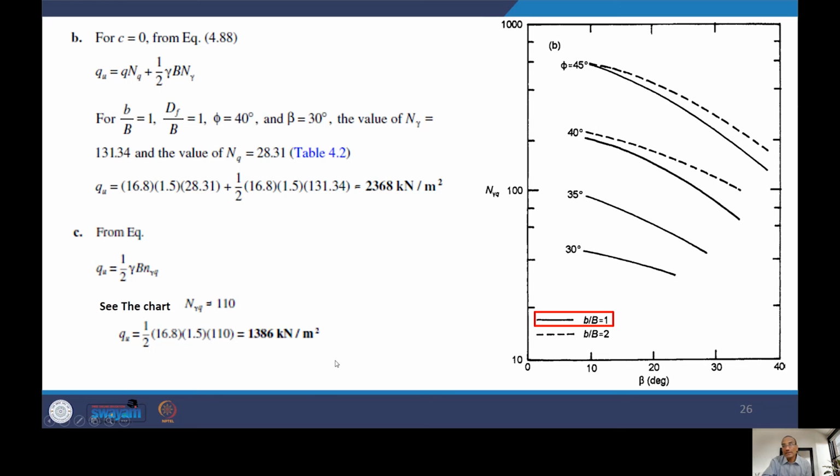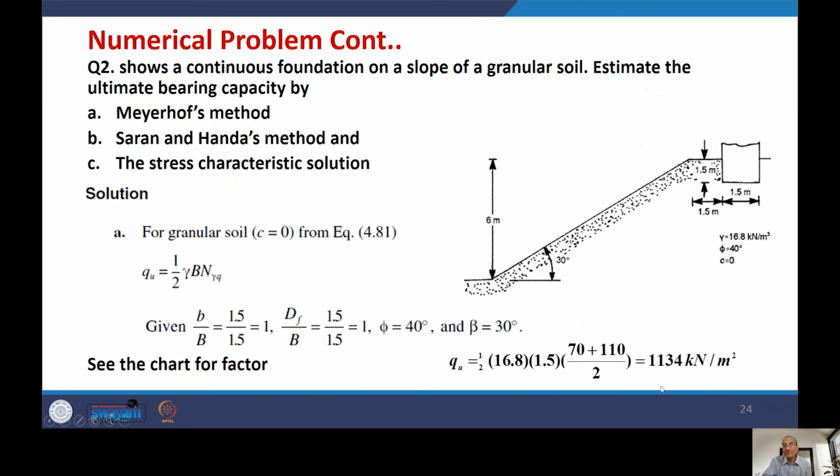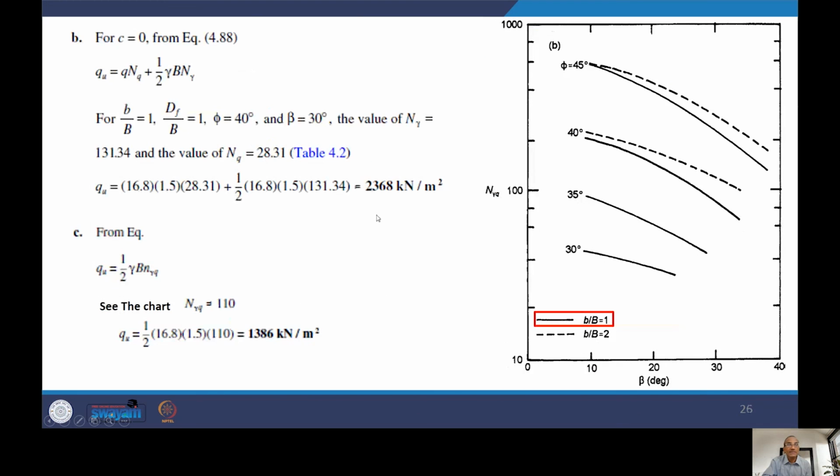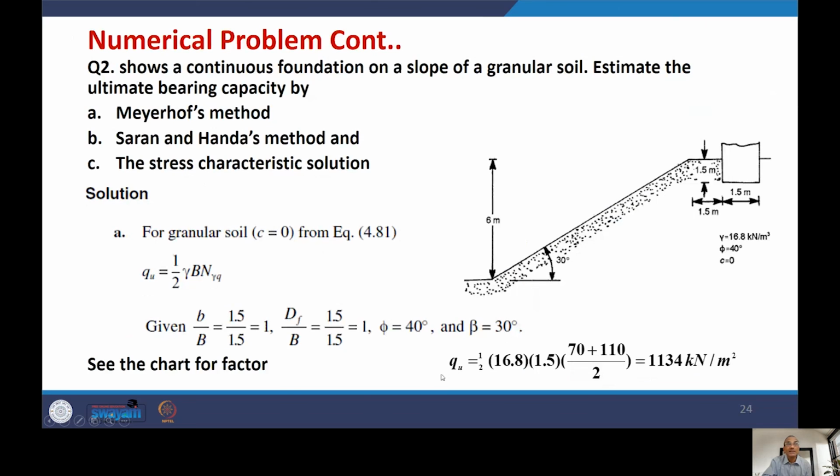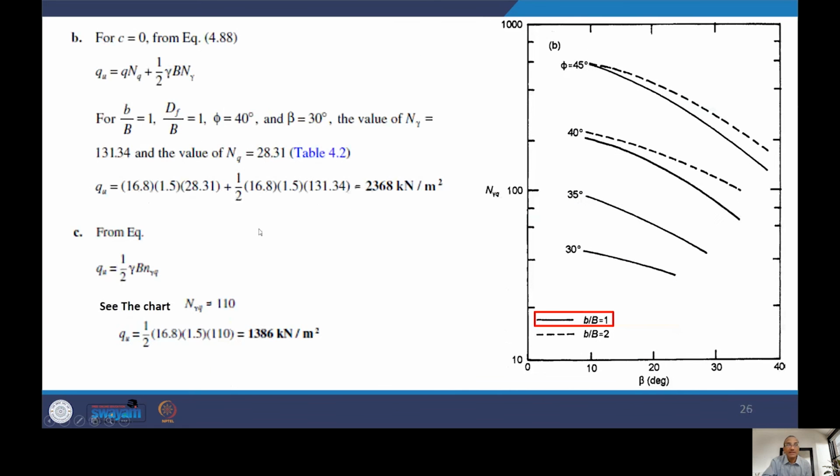So if you compare the bearing capacities, Meyerhof was 1134, then you have 2368, and 1386. That means the Meyerhof solution is giving the least value in this case, and Saran and Handa is giving almost double that of Meyerhof, and the intermediate is given by this stress characteristic solution.